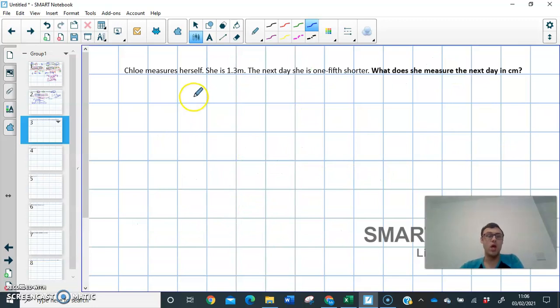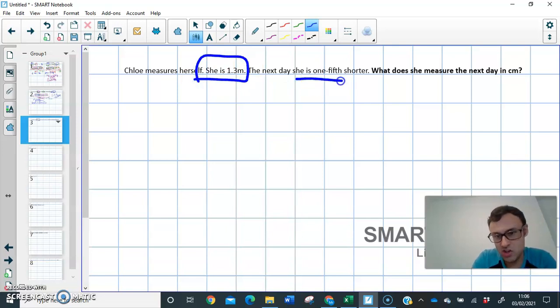Okay. Now, Chloe measures herself. She is 1.3 meters tall. The next day, she is 1/5 shorter. Quite a bit of difference. What does she measure the next day? So first of all, she's 1.3 meters. The next day, she's 1/5 shorter.